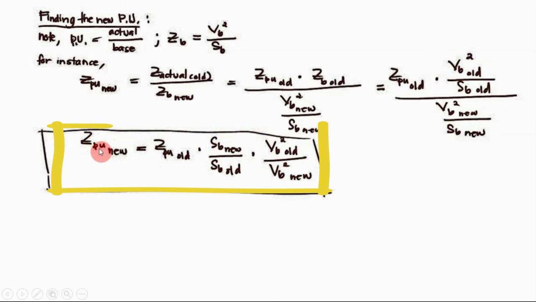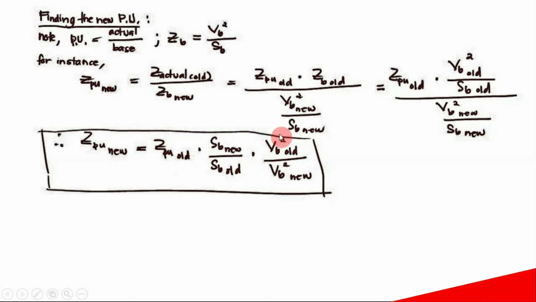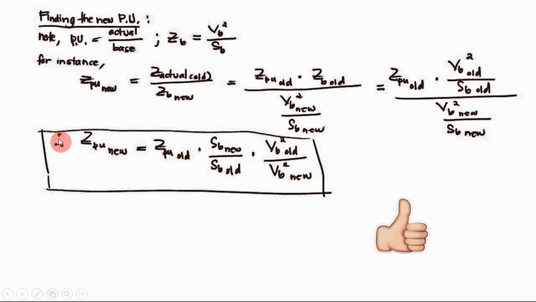For the impedance per unit new, if you want to get the value of the new per unit impedance, that will be equal to the per unit of old multiplied by the apparent power base new over the apparent power base old, multiplied by the voltage base of old squared over the voltage base squared of new. Okay, so this is how you get the new per unit value given the old and the bases that you have considered. Thank you.